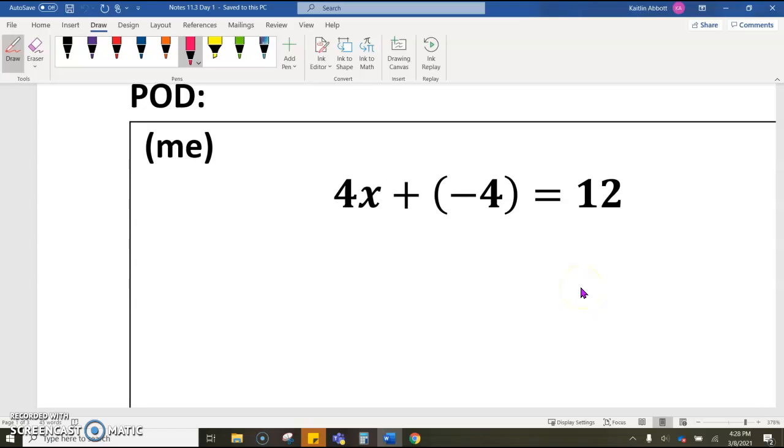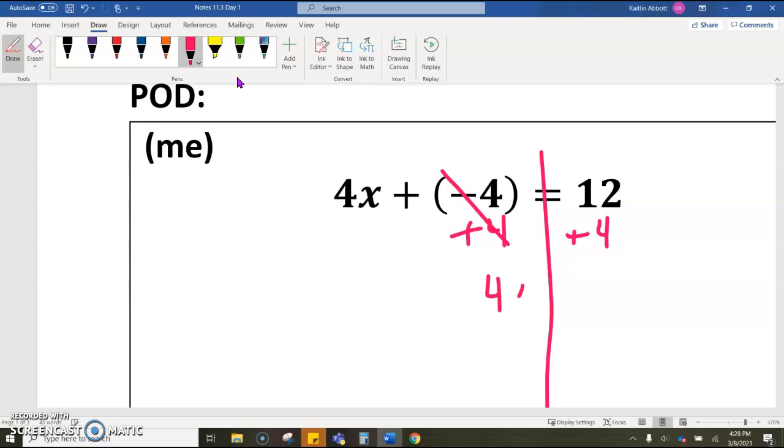So like always, we are going to split our problem in half, and we're going to solve for x. Don't be confused by these parentheses. They're just to keep the addition sign and the negative sign separate, but this is a plus -4. So we're going to get rid of that -4 by adding 4 to both sides. Add 4. So a +4 and a -4 make a 0 pair.